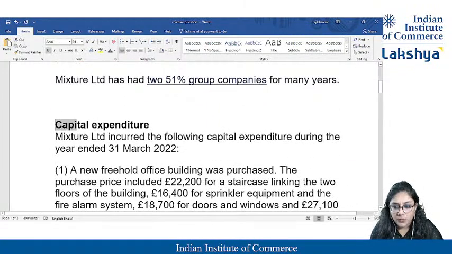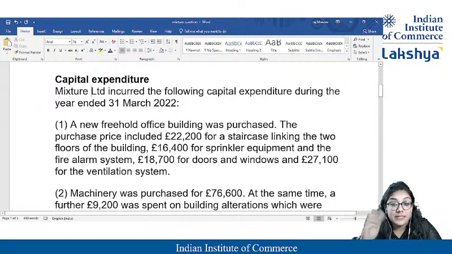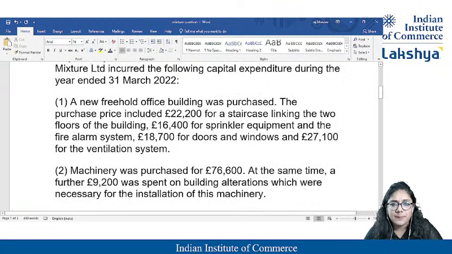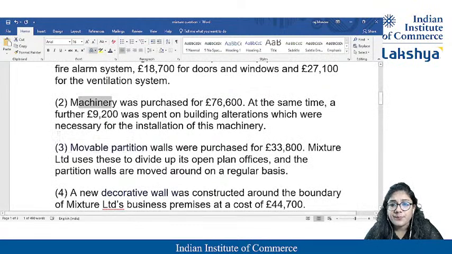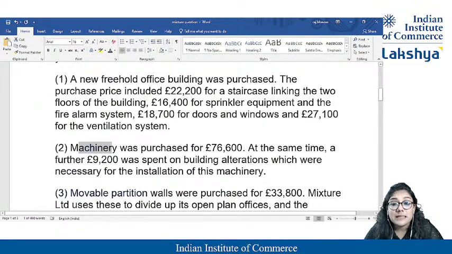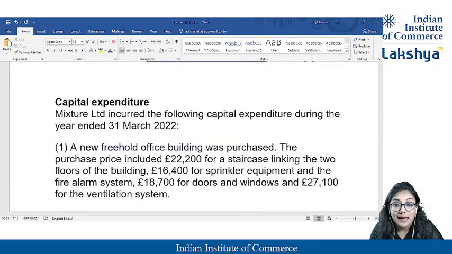Let's read it first. Capital expenditure. Mixture Limited incurred the following capital expenditure during the year. They have purchased some building, some machinery, movable partitions, decorative walls, and some other things. I'll make the items bold so you know what they have purchased. Now you will tell me whether, on these items, they get capital allowances. Before going to the question, it's just for our understanding.